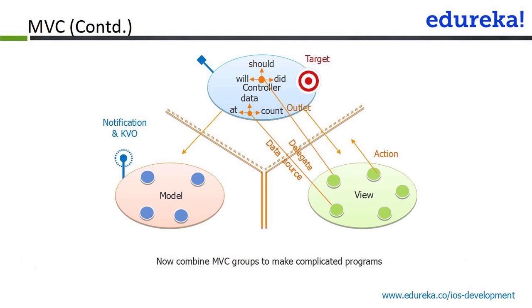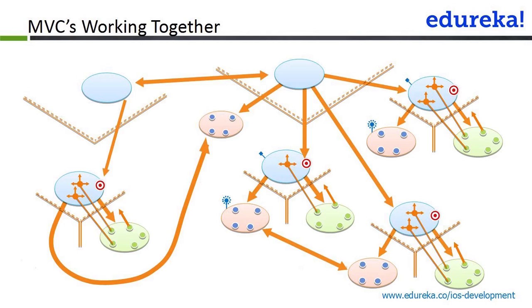So these are the basic protocols or modes of communication, or the basic rules in this pattern. And now that we have a basic set of MVC and we have implemented them, we can combine different MVC groups to make more complicated programs. Like I said, we can have different MVC groups. So here is a typical diagram showing multiple MVCs working together. And in all these individual MVC blocks, the rules remain the same.